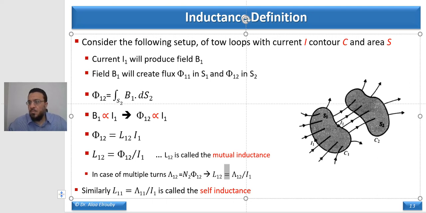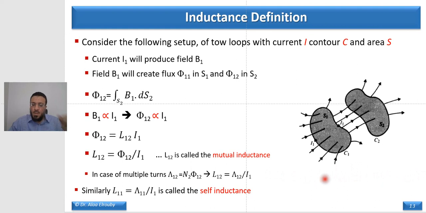Okay, so this is the case for linked flux between two circuits. We have a similar definition for the self-linkage. So the flux generated by circuit 1 linked to the surface area of circuit 1. And this is called the self-inductance.